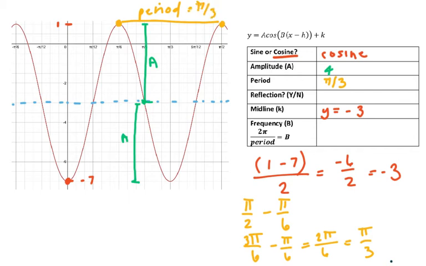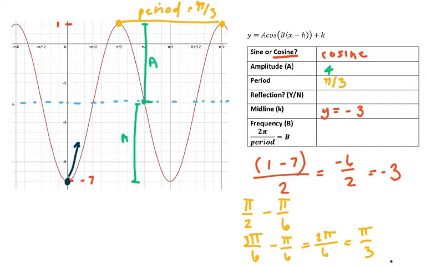The next row asks us whether or not there is a horizontal reflection. Because the y-intercept here occurs at a minimum value and our function increases after that y-intercept, that tells us that there is a horizontal reflection and our lead coefficient, our a value, is going to be negative.